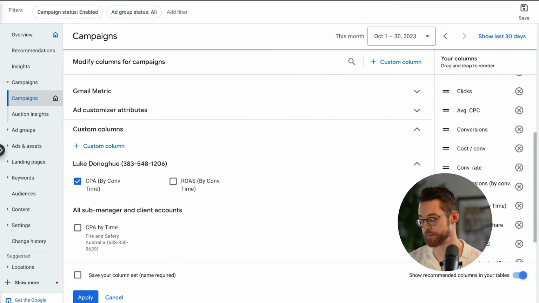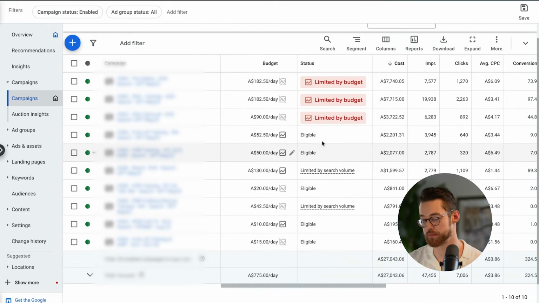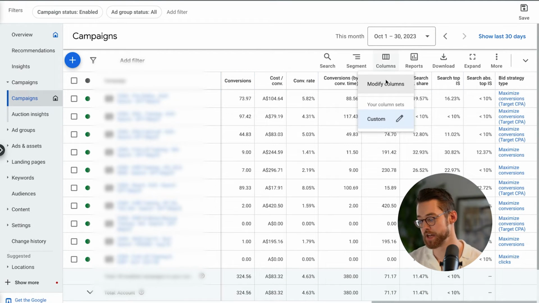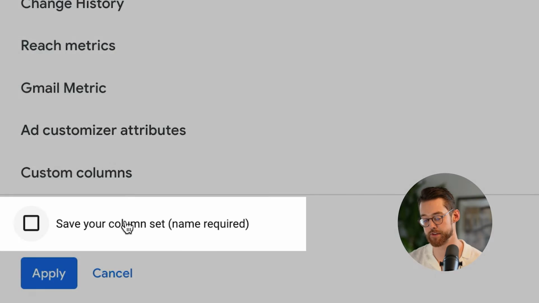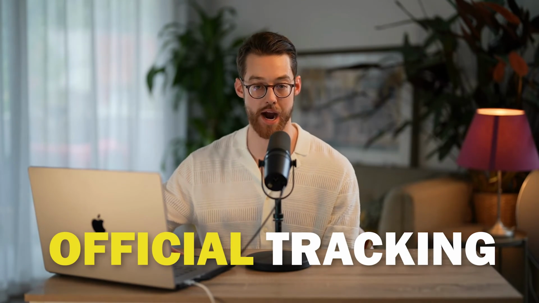So once you've got all of these set up in that order, you can hit apply, and you can see these columns are all here and will show up in your account each time you log in. If you want to make sure that these always appear, you can click Save Your Column Set, and you can name this column setup official tracking so that each time you come in, you can click on that column set and view all of the key metrics in your campaigns and in your account.